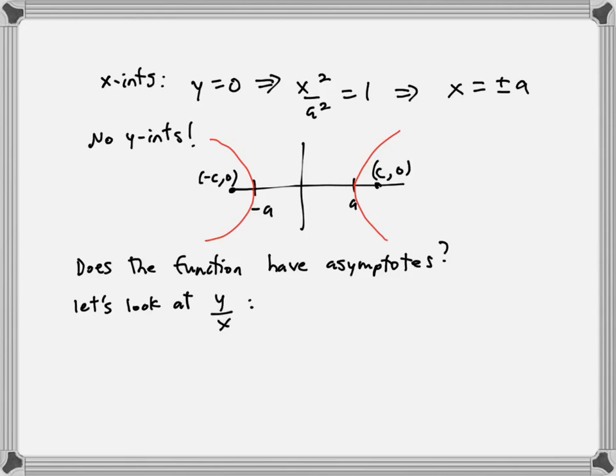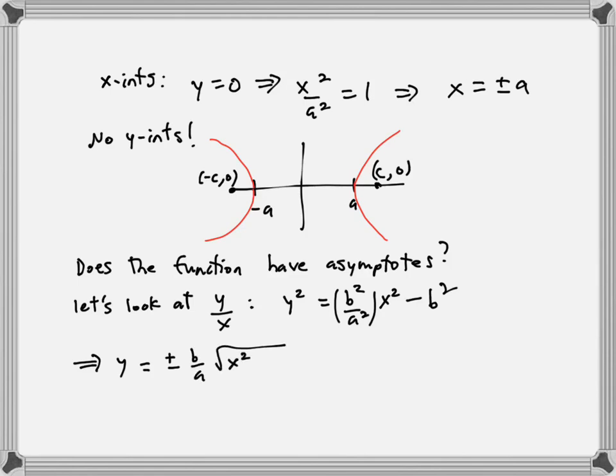So if we were to solve for y in the equation that we got above for the hyperbola, we end up with the following. We get y squared is equal to b squared over a squared times x squared minus a squared. So this is what we get, which means that y is equal to plus or minus b over a times the square root of x squared minus a squared.